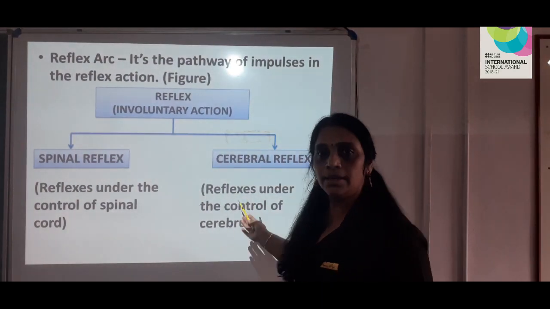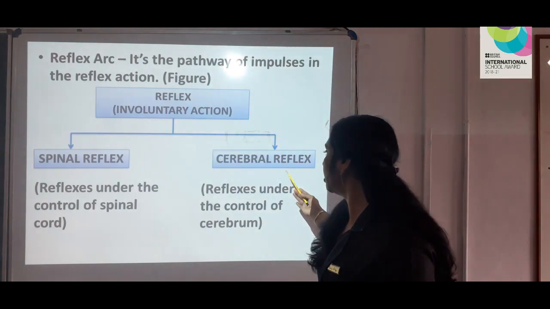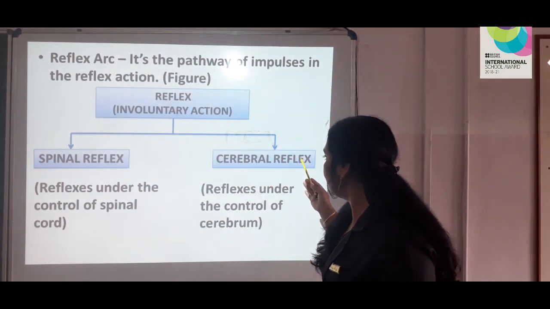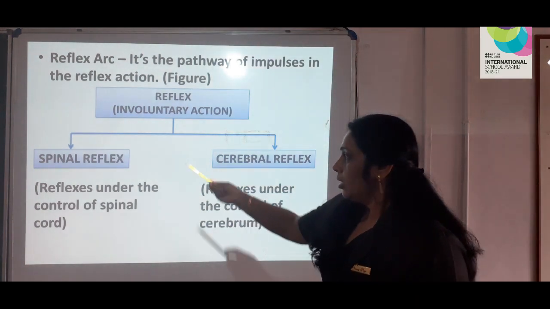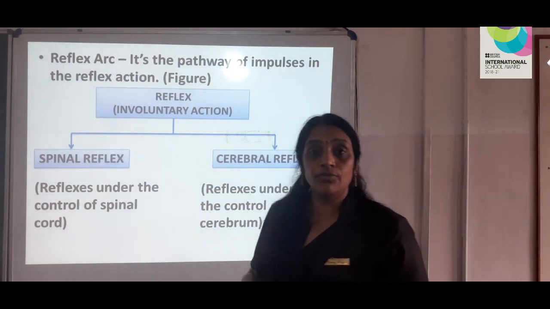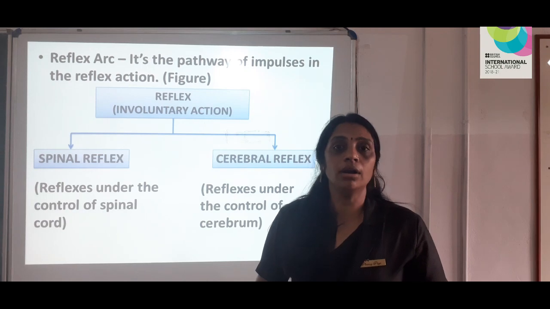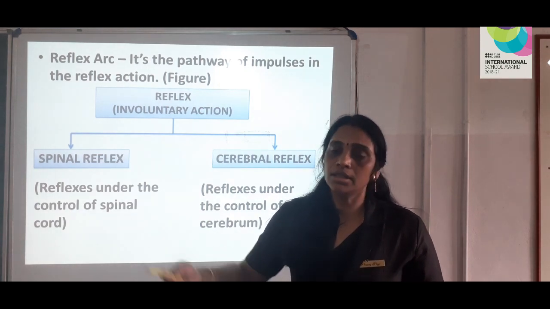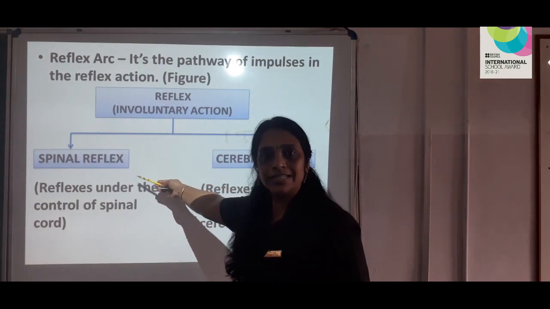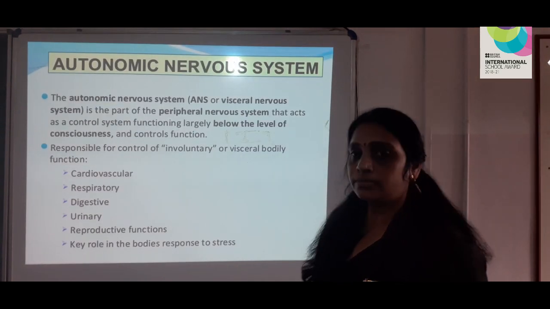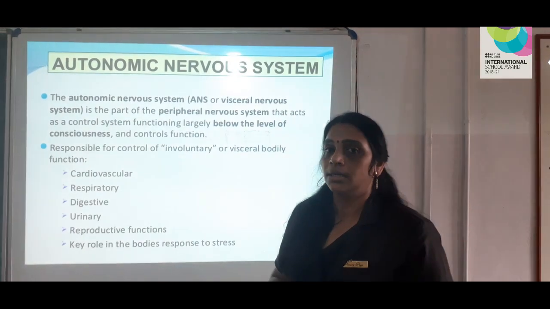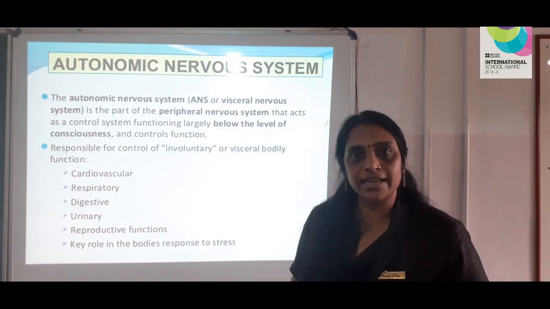Already we know the examples of cerebral reflex. In the case of cerebral reflex, example is blinking of eyes. In the case of spinal reflex, when we see an accident or when we see a snake, all these are the examples of spinal reflex. So that is about the reflex action as well as reflex arc.